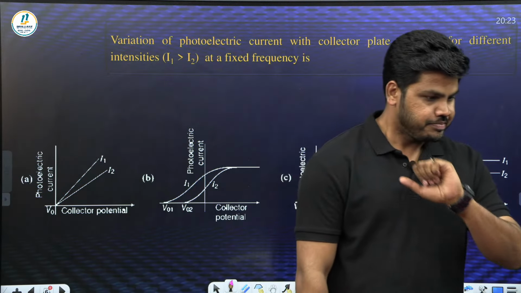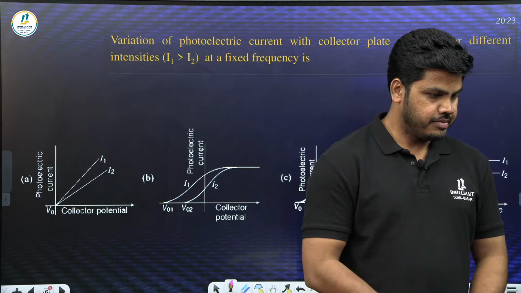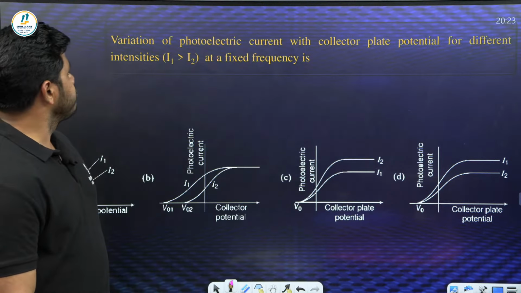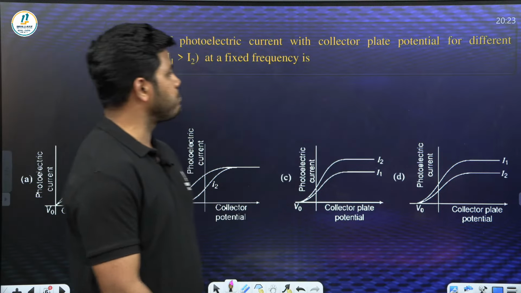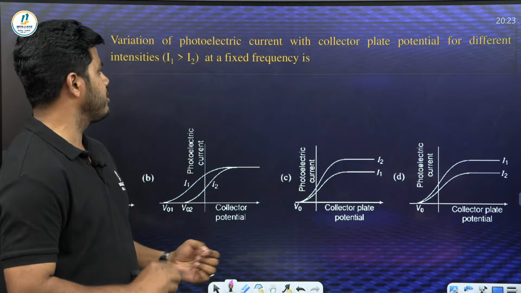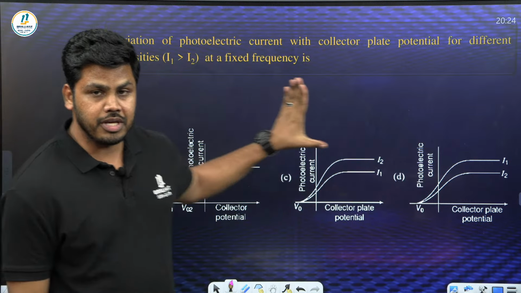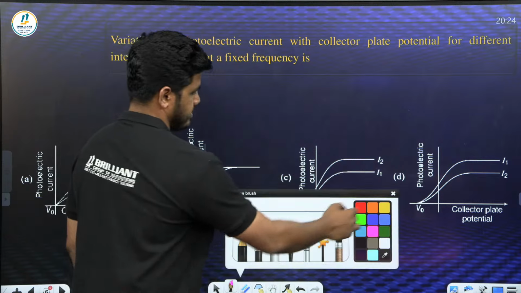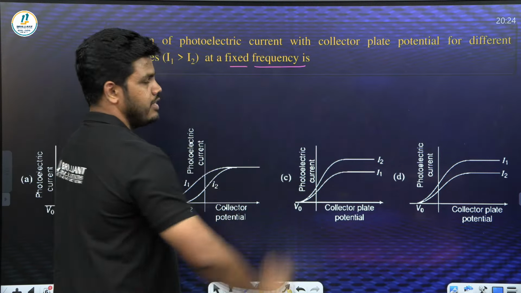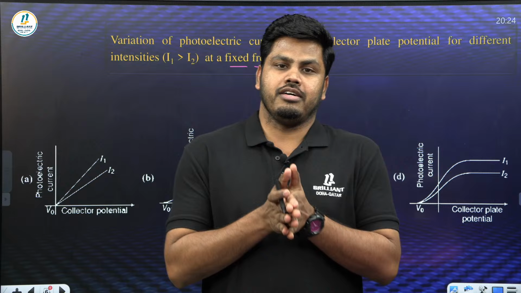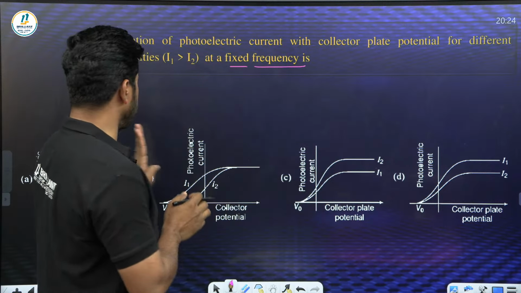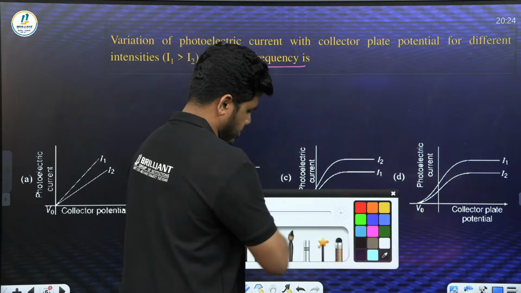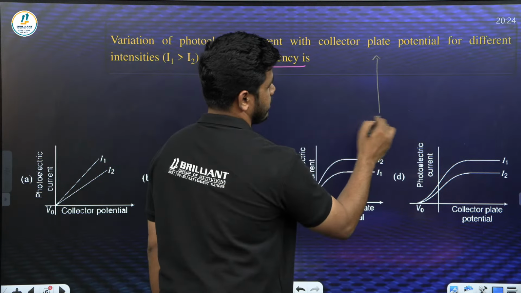Next one is a graph question. Variation of photoelectric current with collector plate potential for different intensities I1 and I2. Okay, so you are given two different intensities I1 and I2, and frequency is fixed. We consider potential applied, photoelectric current and collector potential graph. I hope you remember the graph. So you can see in the options you are given almost all the graphs in the same way.